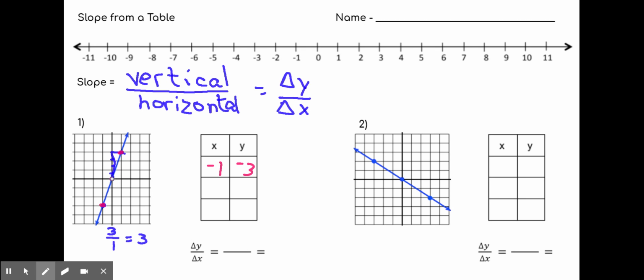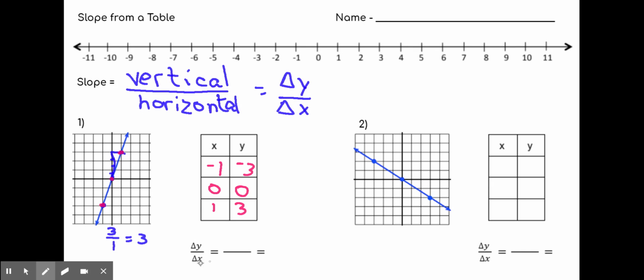This point, that's the origin, right? What are the coordinates of the origin? 0, 0, right? And then this point has coordinates. I go over 1 and up 3. So that point has coordinates 1, 3. Okay? Now, if I have a table, here's how I find slope from a table.